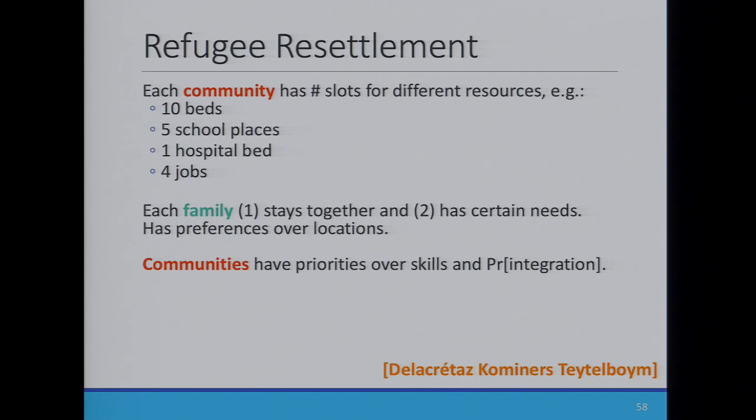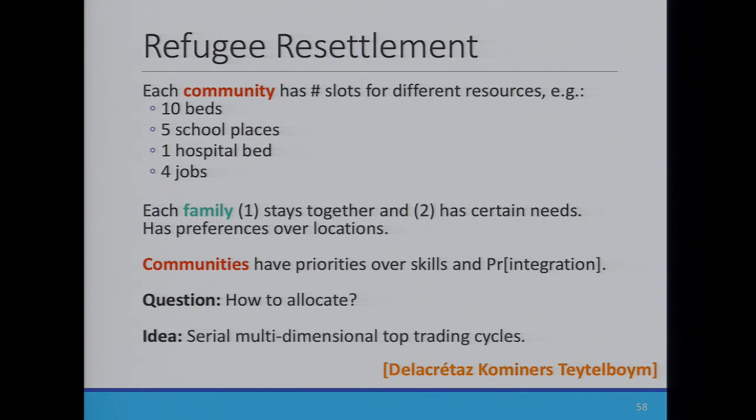Communities also have priorities over the skills of workers and also the probability of integration into the community. And so how should we allocate? This paper by Della Cortez et al. basically says, they look at a lot of different mechanisms. One of the ones they encourage is this serial multidimensional top trading cycles, because regular top trading cycles doesn't work.